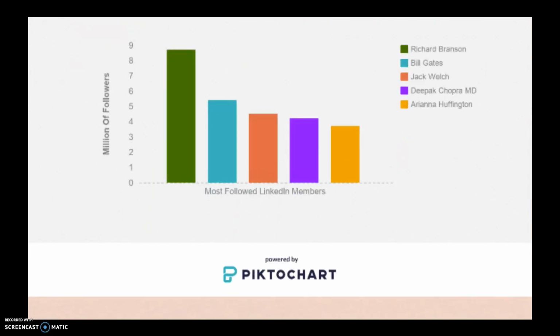This is a chart with the top 5 most followed LinkedIn members, with Richard Branson being number 1 at 8.7 million followers. These are the influencers, and they are part of the influencer program, which accepts members by invitation only. And the reason they are influencers is because they create content that stands out, content that generates further discussions with other users, and that inspire others.